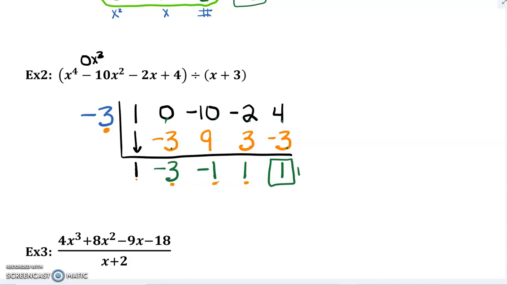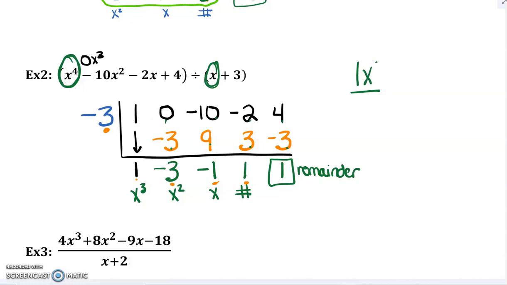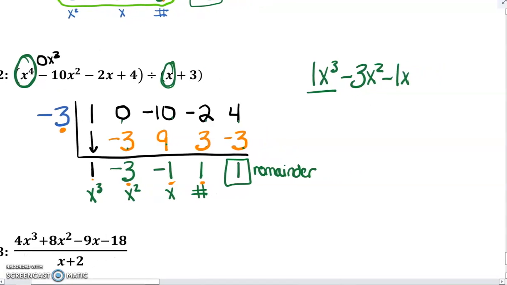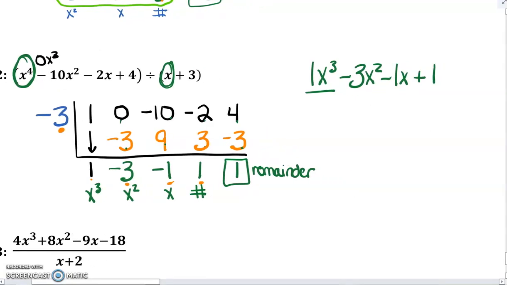This last number is our remainder. The next number to the left is our number term. The next number would be our x term. The next one would be x squared. The next one would be x to the third. Or, because we started with x to the fourth and divided by an x, our first number is going to be the x cubed term. So we have 1x cubed minus 3x squared minus 1x, or just minus x, plus 1. And our remainder is 1 over what we originally divided by.